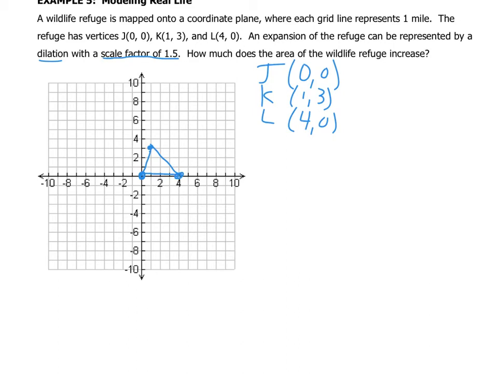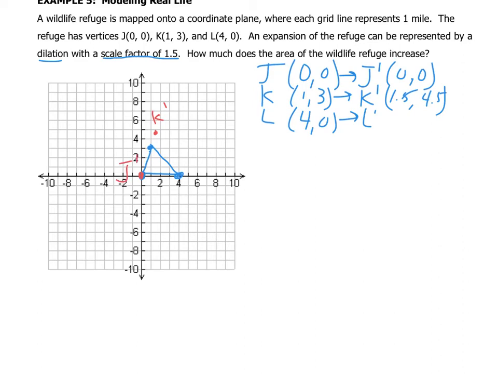Okay? Now, what we're first going to do is that dilation. So the dilation, which is going to make it J prime, K prime, L prime, is 1.5 times each of these. So the first one, notice, stays the same. J prime is not getting any bigger. It's still going to be at 0, 0. When I go to K prime, 1.5 times 1 is 1.5. And 3 times 1.5 is 4.5. And that point will be about there. So that's where K prime was.